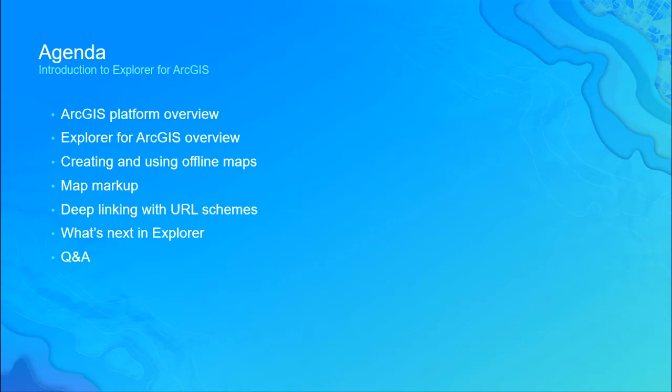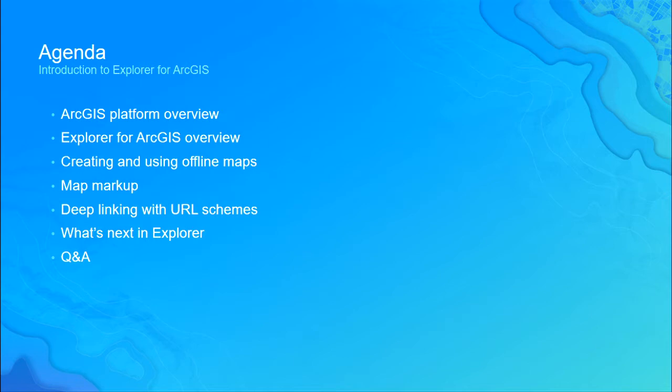Today we're going to be talking about these things. So take a look, see if this is interesting to you. We're going to be talking just very quickly about the ArcGIS platform overview, talk about how apps work with the platform, give you a little bit of an Explorer overview. What is this thing that you've attended a session for? We're going to be talking about some of the features of Explorer, like creating and using offline maps. We're going to be giving a demo of that.